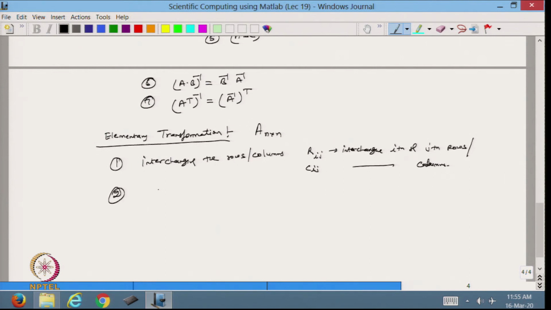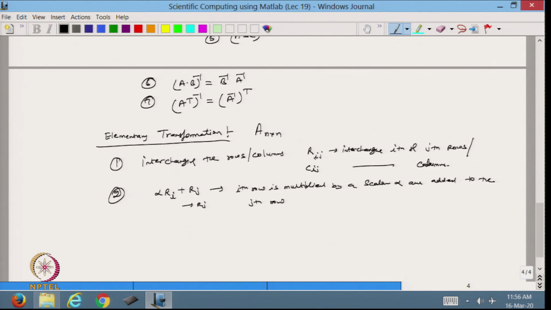The second one is, if I write alpha times R_i plus R_j, in this case what am I doing? The ith row is multiplied by a scalar alpha and added to the jth row. So, the effect will be on the jth row.